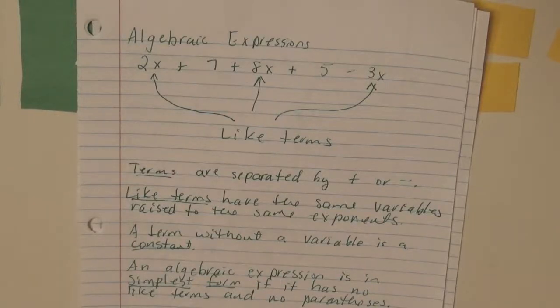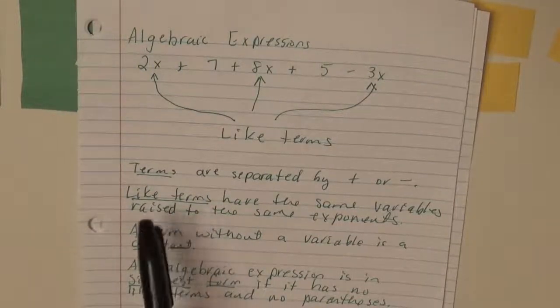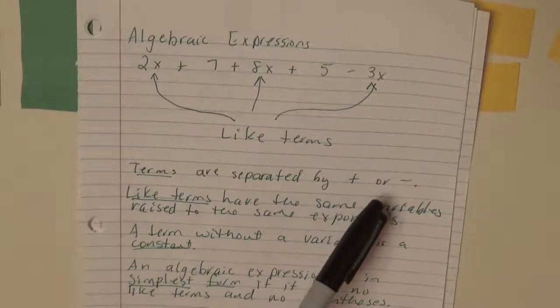In this section we'll be discussing what it means to have like terms. Before we do that, let's talk about what terms are. Terms are parts of an algebraic expression that have factors that are being multiplied. Sometimes you might have more than one variable, maybe being raised to a power. But the easiest way to recognize terms is they're always separated by pluses or minuses.